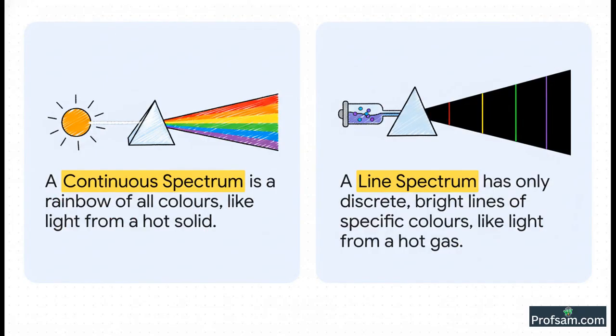uncover today. Alright, so you know that when we pass sunlight or even light from a simple bulb through a prism, what do we get? We get a beautiful, complete rainbow, a continuous band of colors. This is what we call a continuous spectrum. But, and this is the most important part, if we take a gas, say the neon from our sign, heat it up until it glows, and pass that light through a prism, we don't see a rainbow at all. No, instead, what we see are just a few sharp, separate, bright lines of color. This is called a line spectrum.